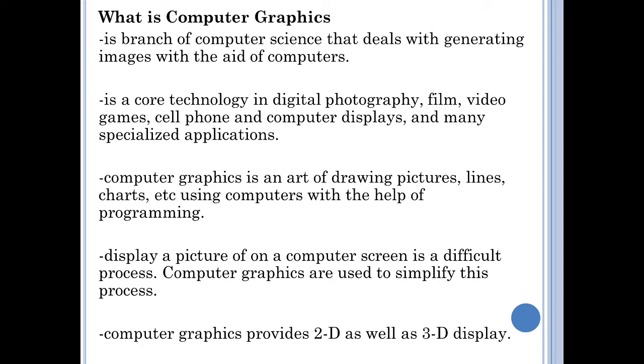Displaying a picture on a computer screen is a difficult process. Computer graphics are used to simplify this process. To move any picture or any video on a computer screen is very difficult, but with the help of computer graphics, we can make it simple. Computer graphics provides 2D as well as 3D display, that is the two-dimensional display of x-axis and y-axis, as well as the three-dimensional display of the x-axis, y-axis and z-axis.